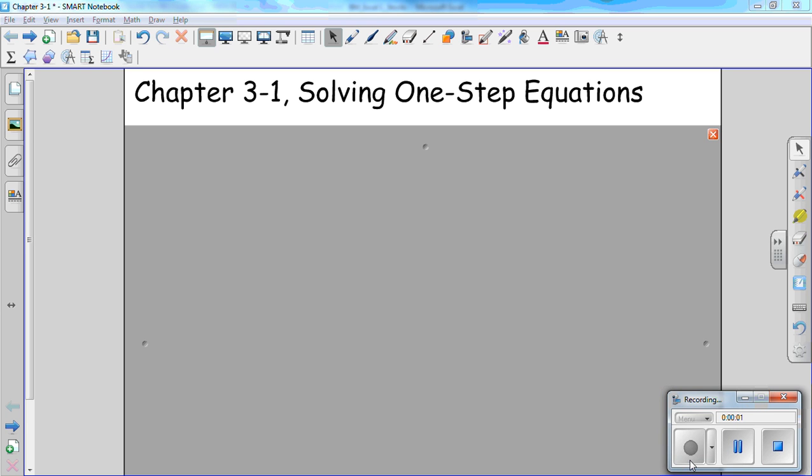Chapter 3, Section 1. Solving one-step equations.